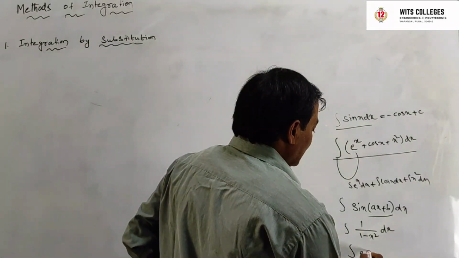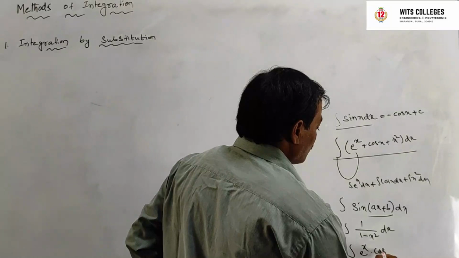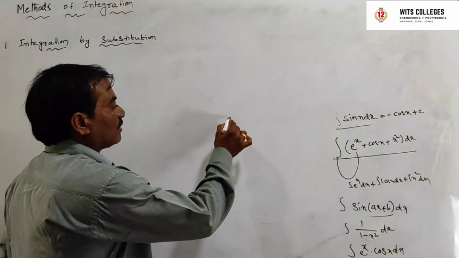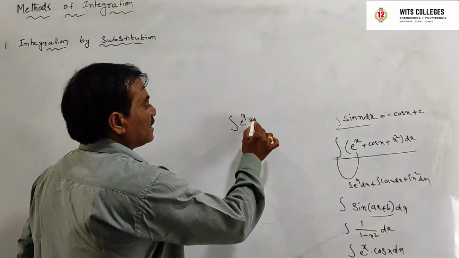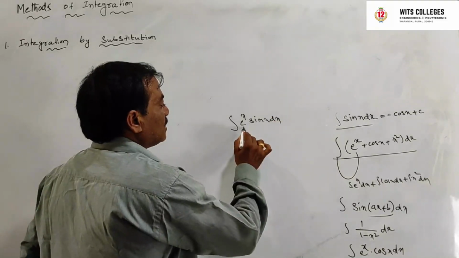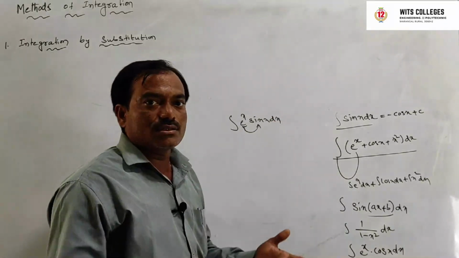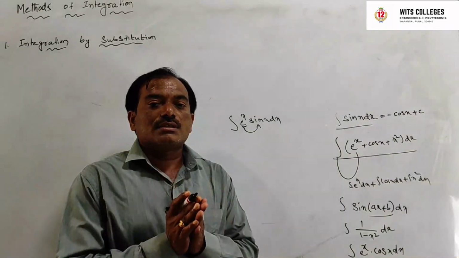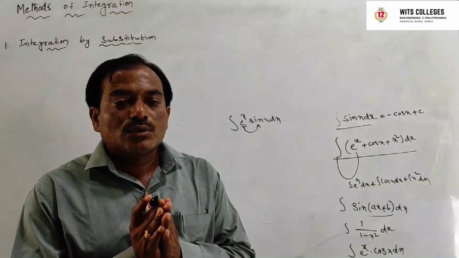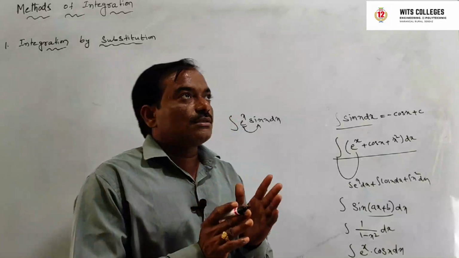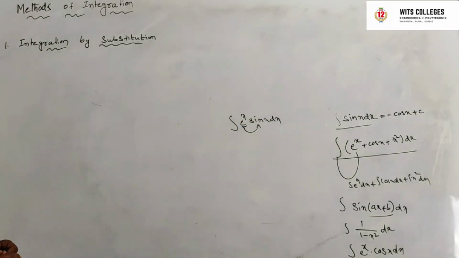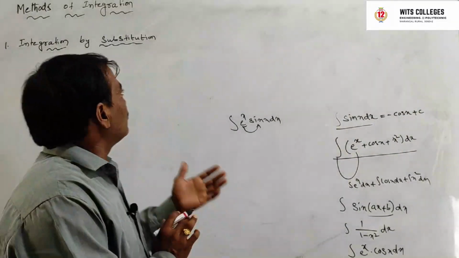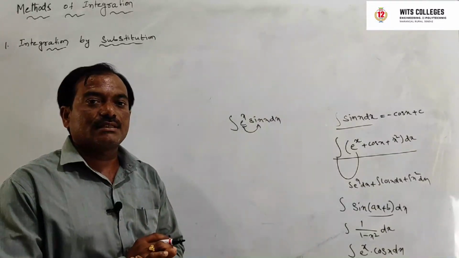And the last one is like this: integral e to the power of x cos x dx. This is a multiplication of two functions. We take one more example, e to the power of x sin x dx. This is also a multiplication of two functions. There is no direct formula for finding the integration of these kinds of functions. So here we have to use some methods. The first method is integration by substitution. So we have to discuss integration by substitution.